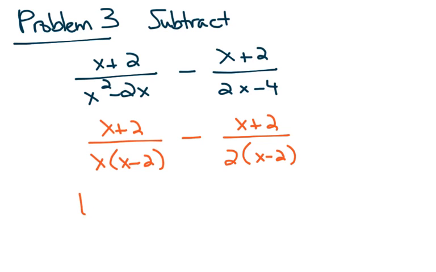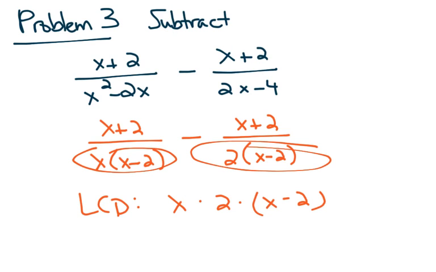So the least common denominator is the biggest exponent of all the factors. Well, I have an x, I have a 2, and I have an x minus 2. But the biggest exponent in either of these is 1. One of the common mistakes that students make when they do common denominator is they want to make the x minus 2 squared because there are two of them. But we're not multiplying everything in the denominators together. We're multiplying together only factors.